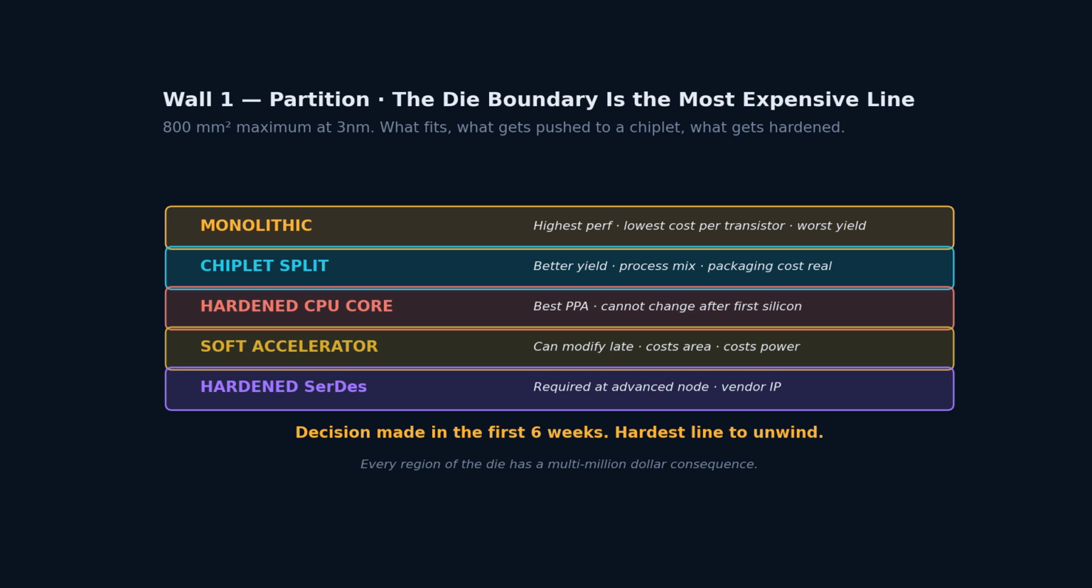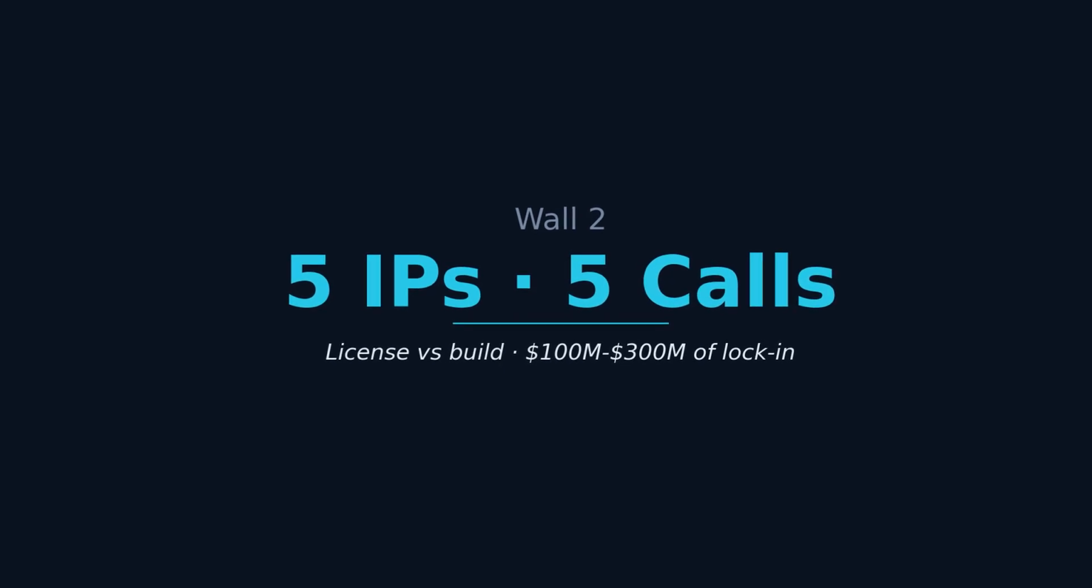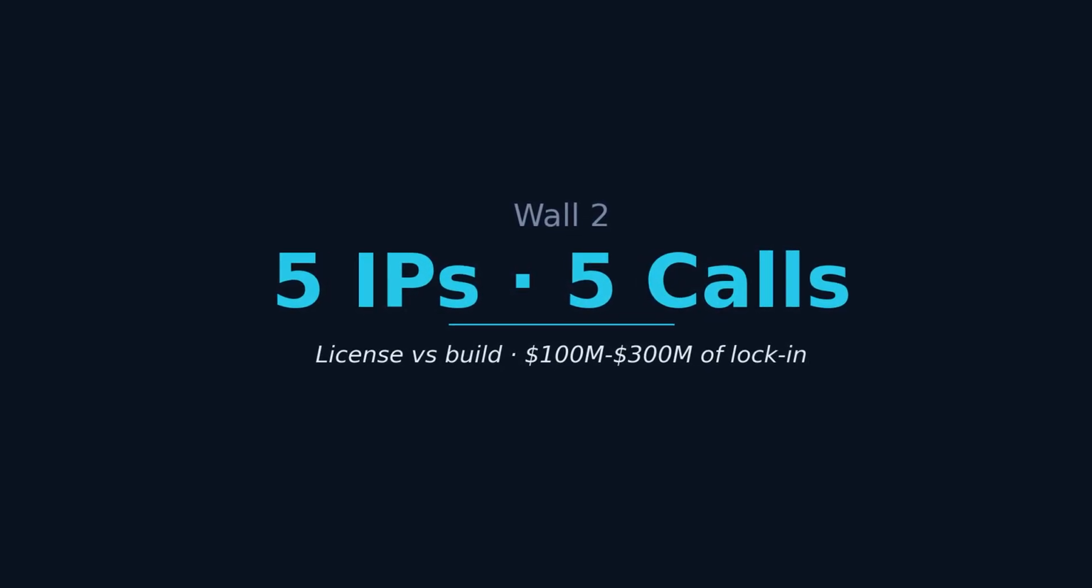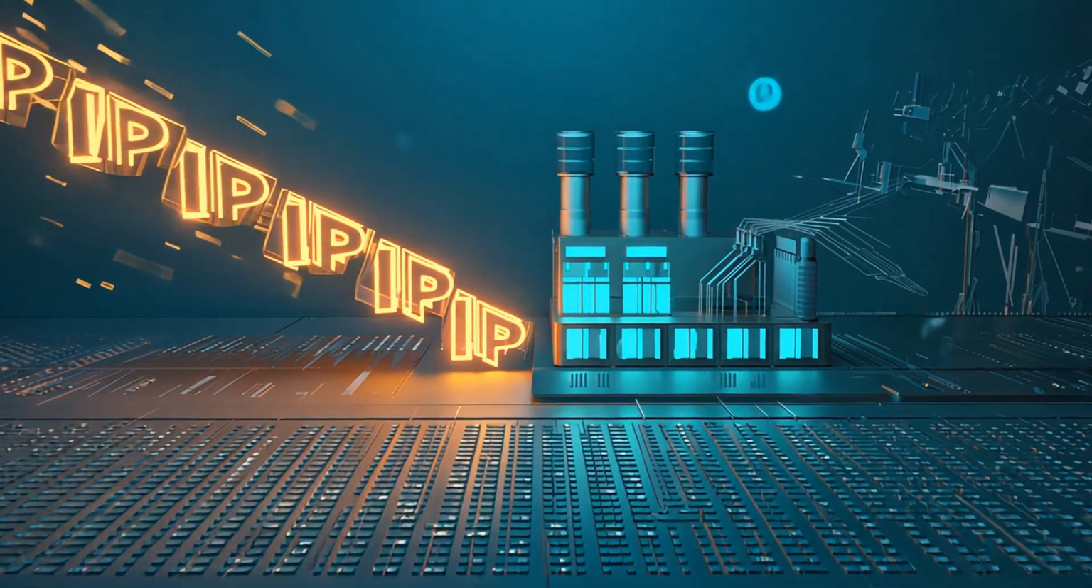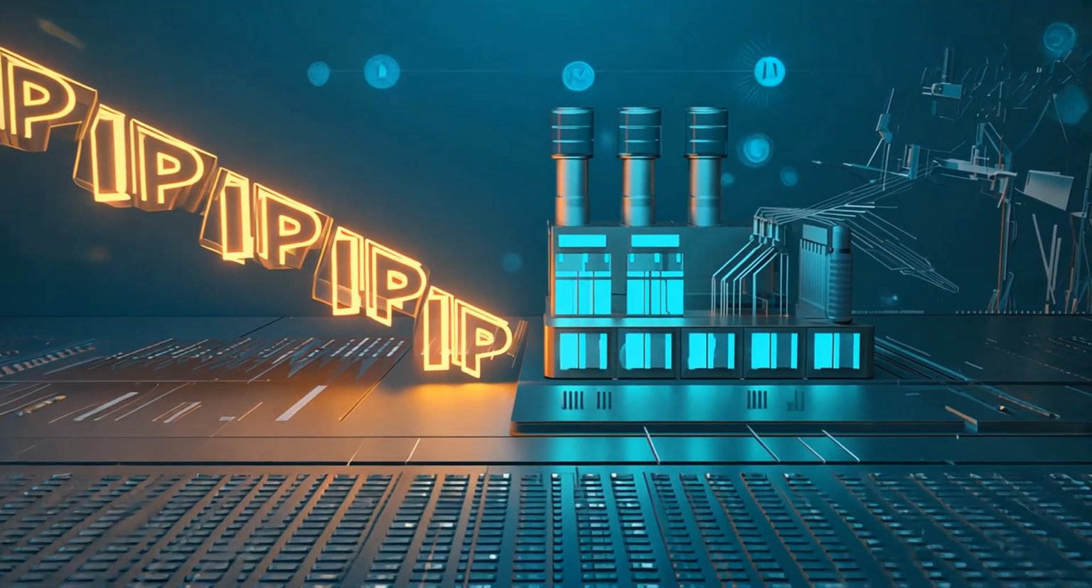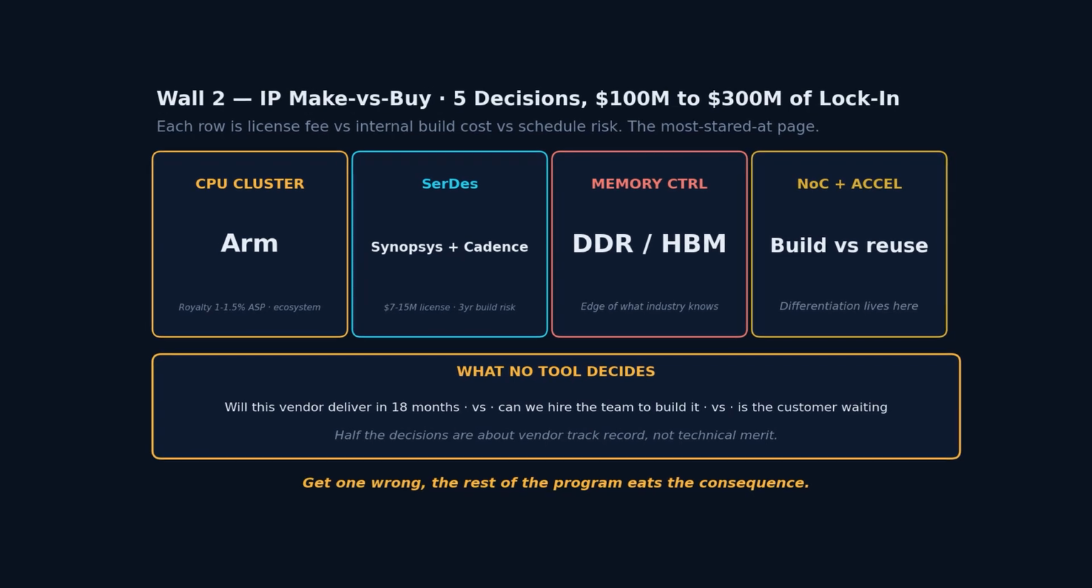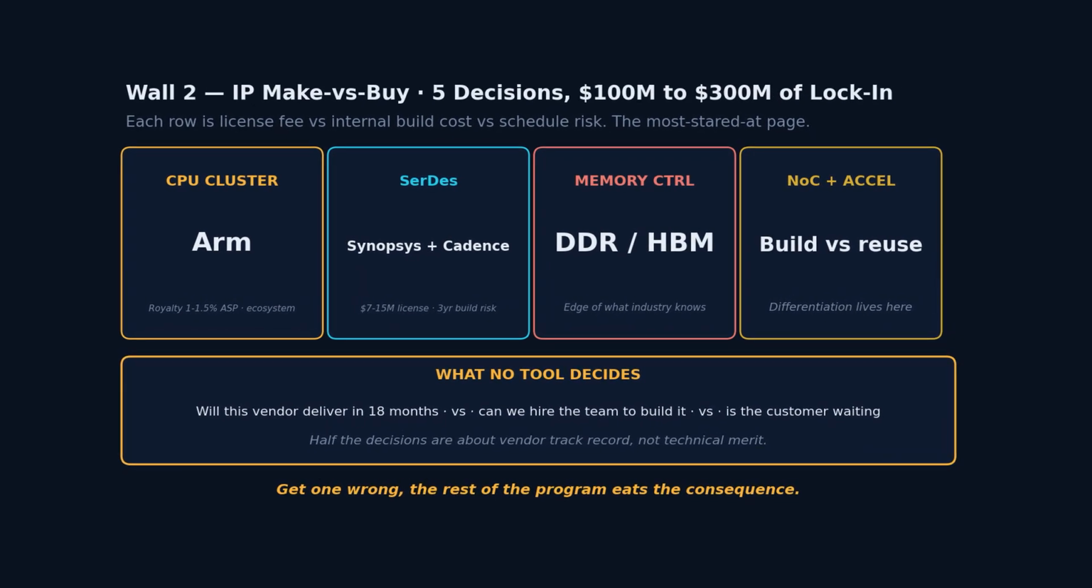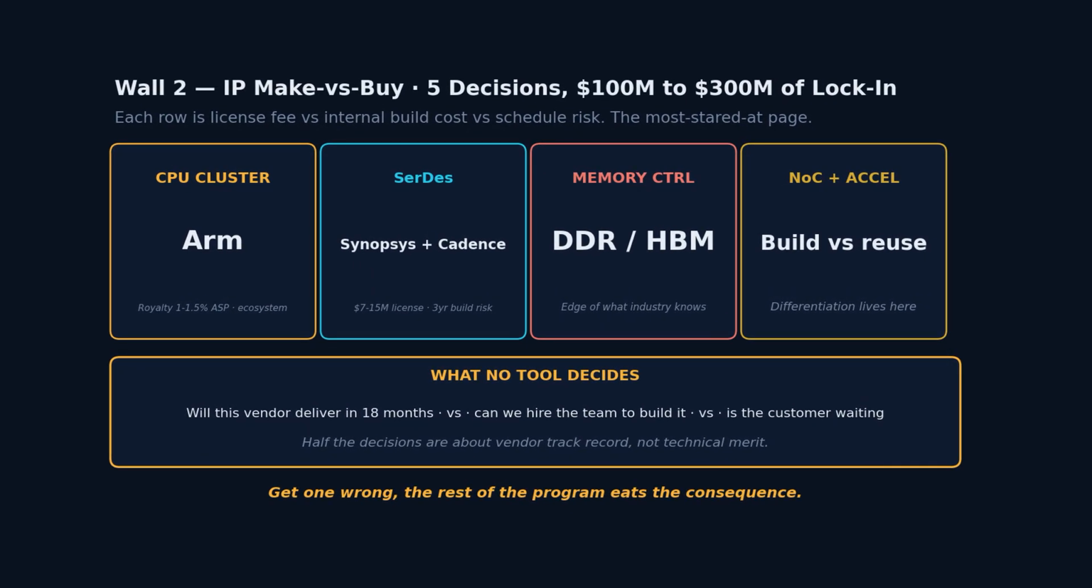Wall 2, the IP make versus buy spreadsheet. This is the row that gets the most stares in the architecture review meeting. Take the CPU cluster. The architect can license ARM Neoverse cores. Royalty per chip shipped, around 1 to 1.5% of selling price. Verified silicon, software ecosystem already in place, or build a custom core internally. 20 to 30 engineers for 2 years, no royalty. But if the team misses performance by 20%, the program is dead before tape-out.